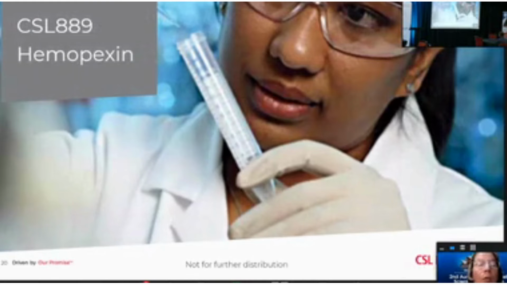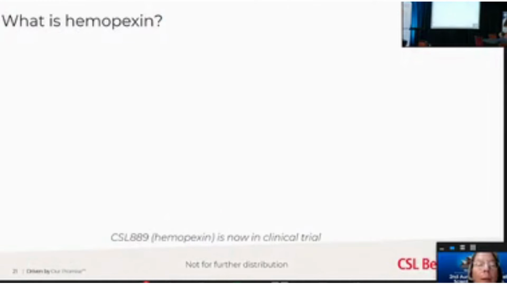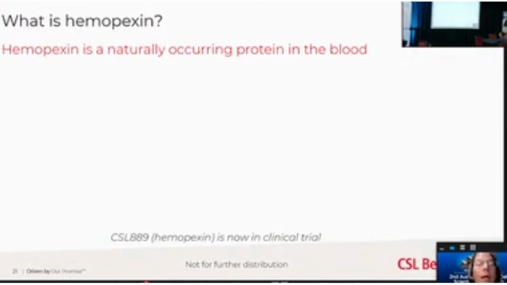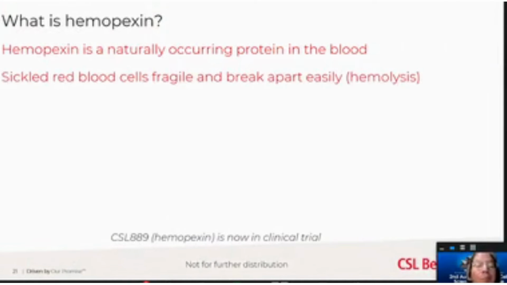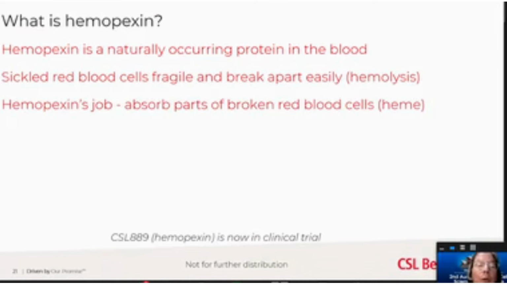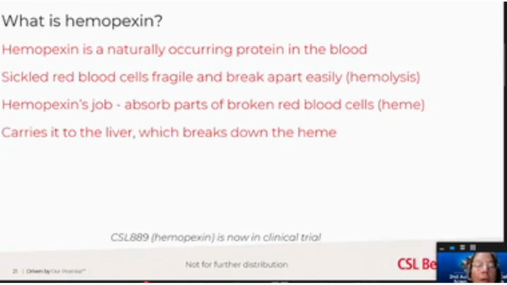So this brings us to a story of what we call CSL889 or hemopexin. What is hemopexin? Well, it's a naturally occurring protein in the blood. As we discussed, sickle red blood cells are fragile and they break apart easily, or contribute to hemolysis. And hemopexin's job is to absorb that free heme as it's released in the bloodstream and to escort it to the liver, where it can be safely detoxified and the iron recycled.